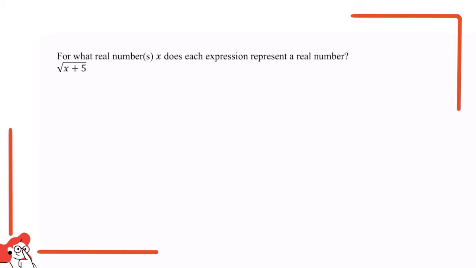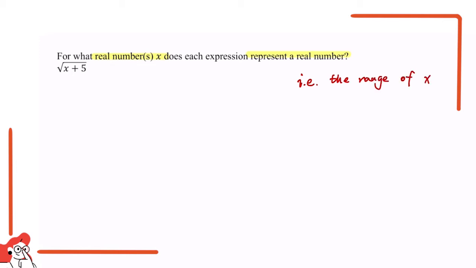Okay, so our question says: for what real number x does each expression represent a real number? And you see down below the expression is the square root of x plus 5. It is actually requiring us to tell what this expression represents, in other words, the range of x.